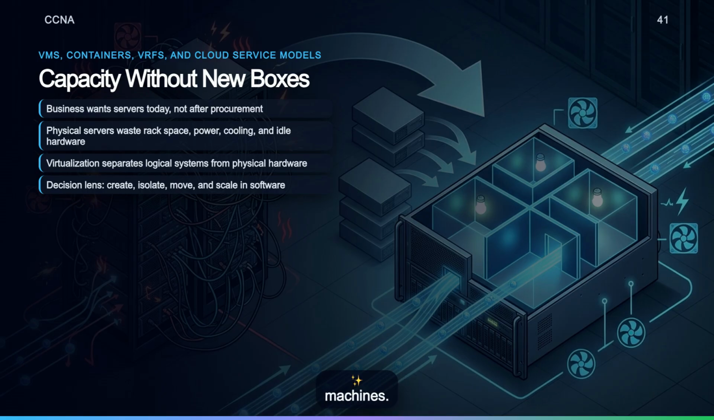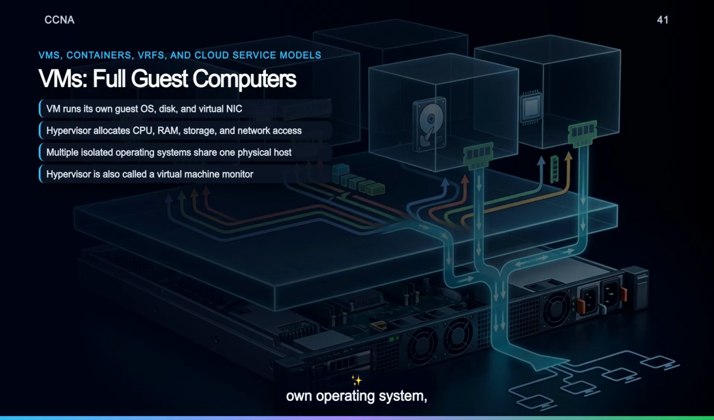Start with virtual machines. A VM is a complete guest computer running on a physical host. It has its own operating system, its own virtual disk, and its own virtual NIC. The layer that makes this possible is the hypervisor, also called the virtual machine monitor. The hypervisor allocates CPU, memory, storage, and network access to each VM, so several guest operating systems can share one physical server without acting like one messy shared machine.